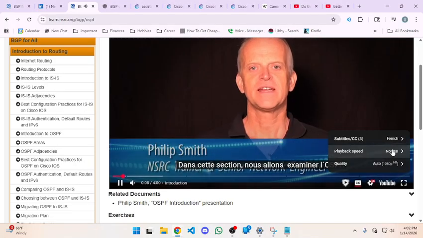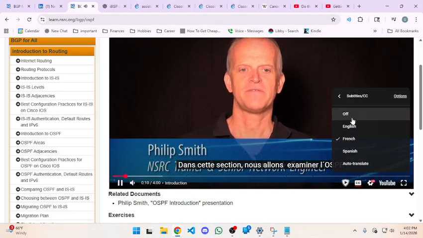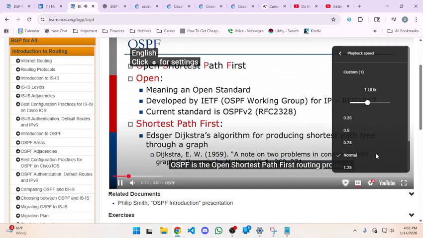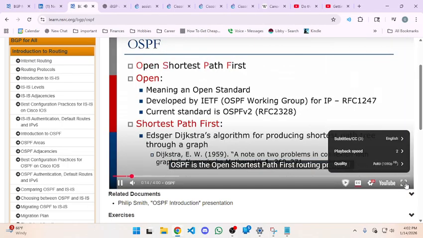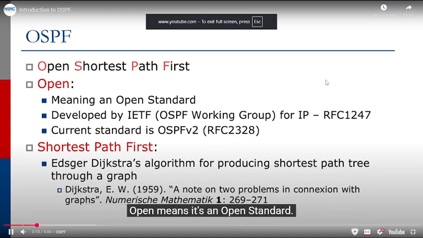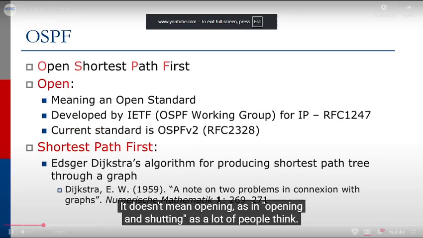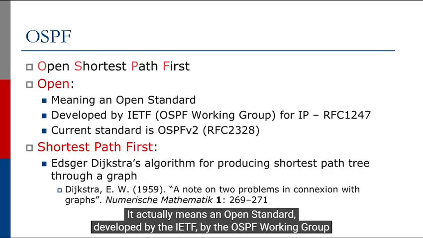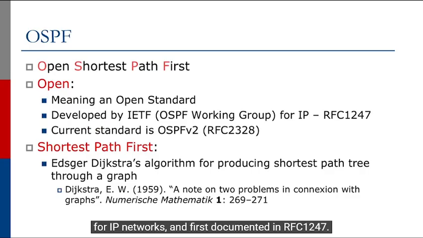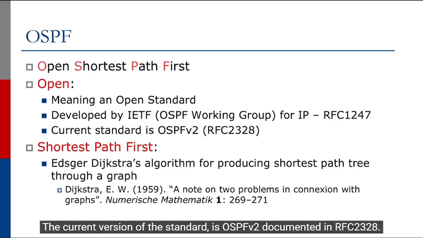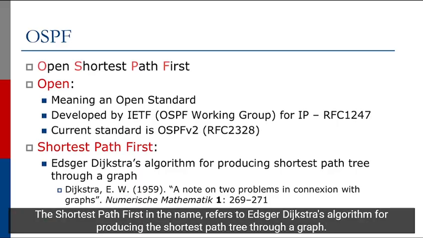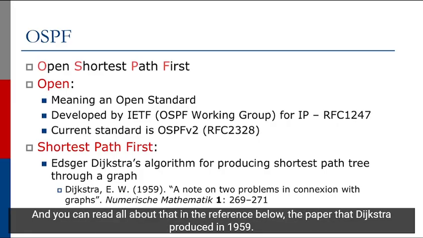In this section, we're going to take a look at OSPF. OSPF is the Open Shortest Path First routing protocol. Open means it's an open standard, it doesn't mean opening as in opening and shutting. It's an open standard developed by the IETF, by the OSPF Working Group for IP networks, and first documented in RFC 1247. The current version of the standard is OSPF version 2, documented in RFC 2328. The shortest path first in the name refers to Edsger Dijkstra's algorithm for producing the shortest path tree through a graph, and you can read all about that in the reference below, the paper that Dijkstra produced in 1959.